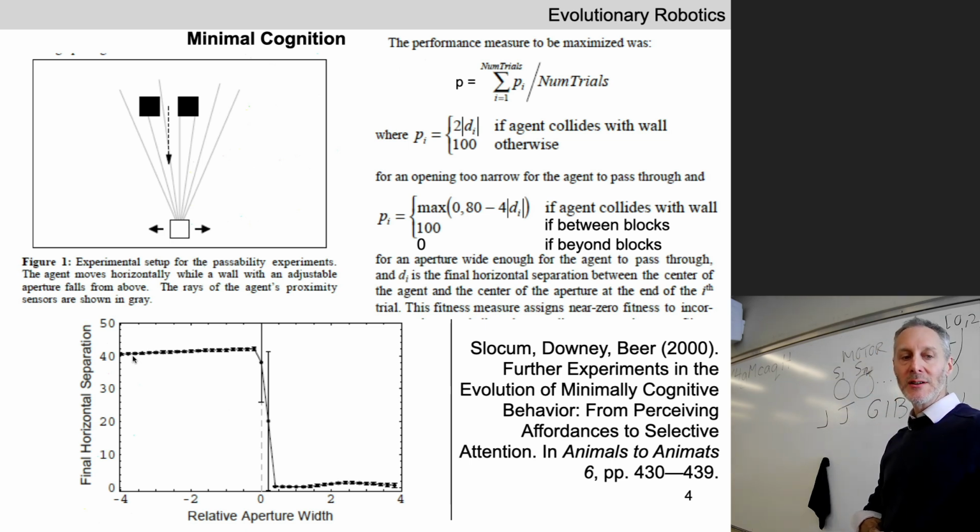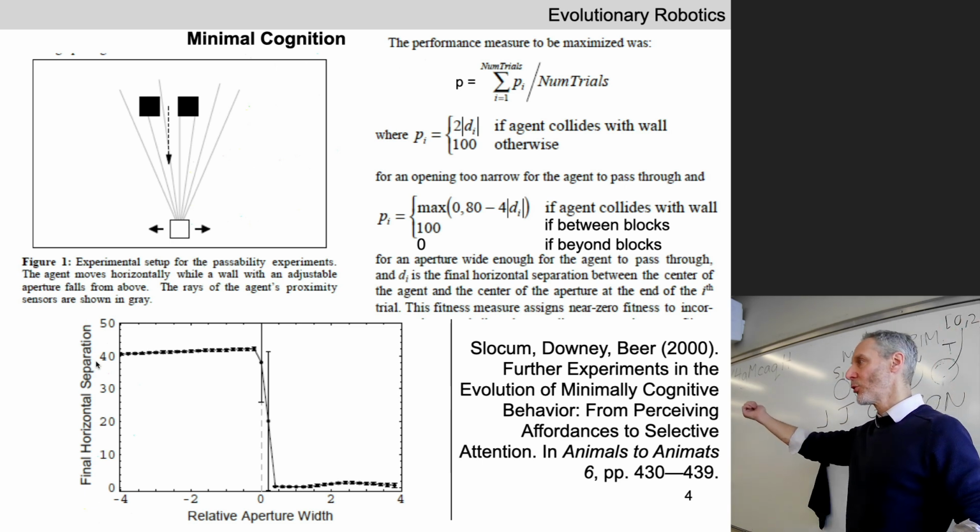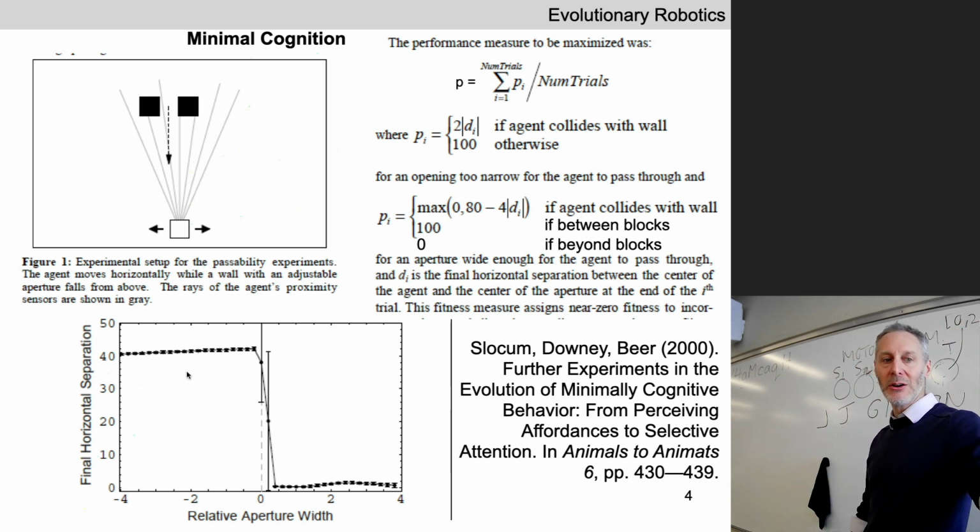Let's start with the left part of this plot. So the left part of the plot, the aperture width is narrower than the robot. What does the robot do? What does the vertical axis tell us? It goes away, right? So generally, the robot is 40 distance units away from the pair of objects when they hit the ground. It doesn't tell us whether the robot's 40 to the left or 40 to the right. It doesn't matter. But generally, it runs away. What about the right-hand side? What is the right-hand side of this panel telling us?